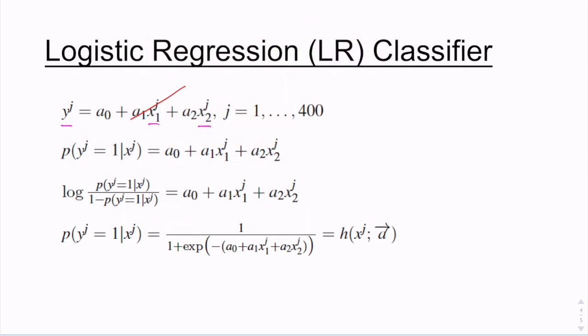So this is not possible. So instead of using this binary value 0 or 1, we use a probability that an output is 1 or an output is 0, and then say this probability is linearly related to the input space. So in here I can say, okay, can I say the probability of y for sample j, for the jth patient, is equal to 1 given an input feature?